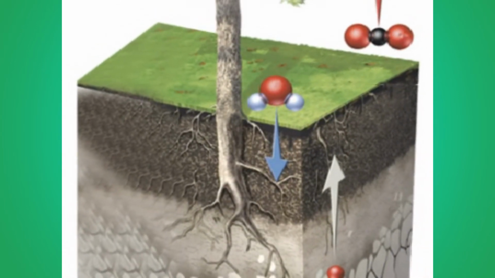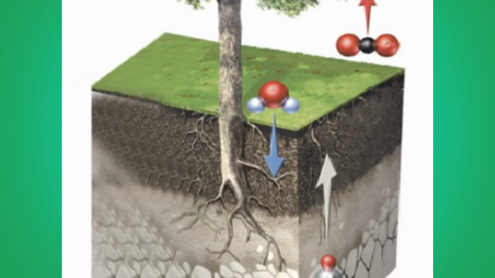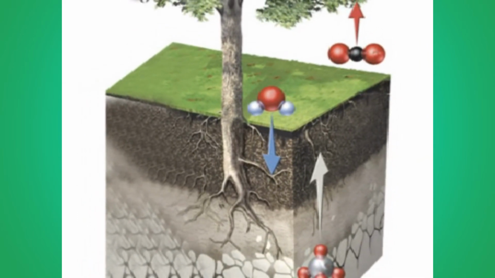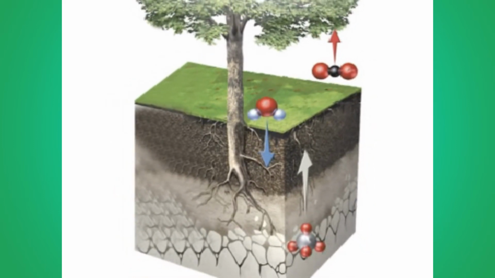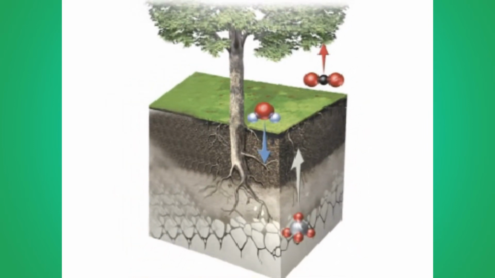Essential minerals. The main elements that nourish the plant, carbon, hydrogen, and oxygen, come from water from the ground and carbon dioxide from the air.